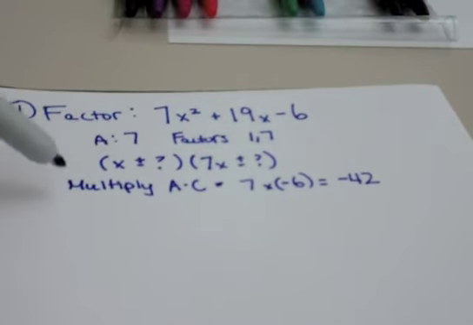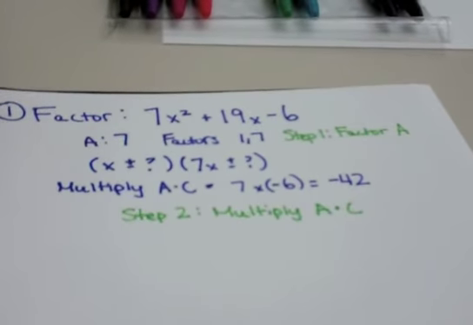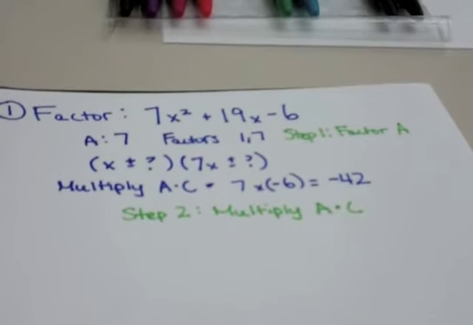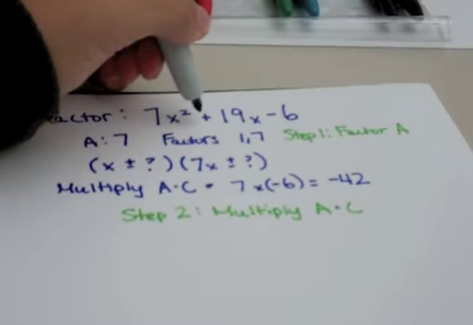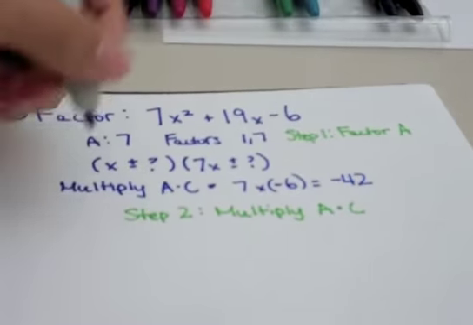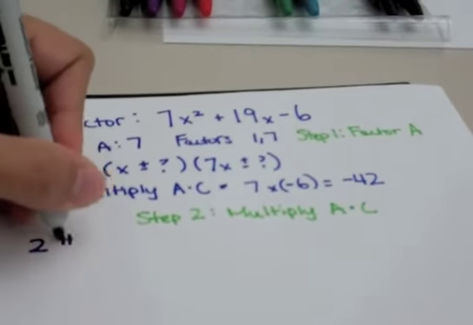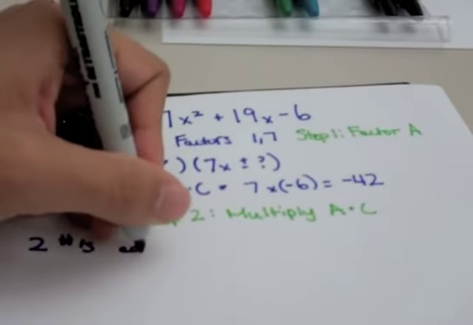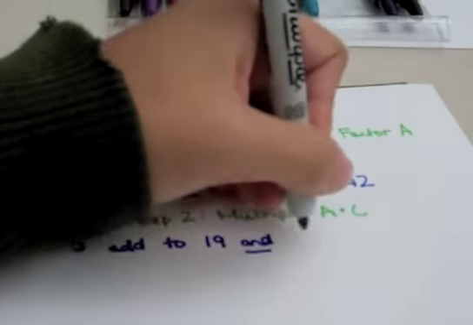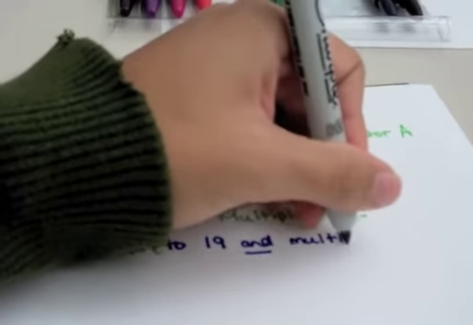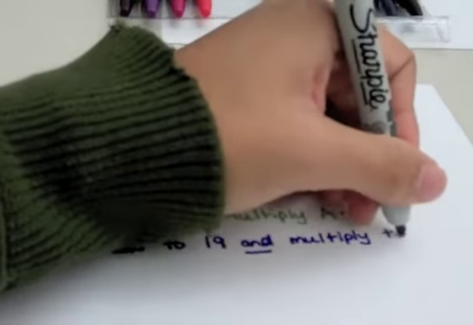Now that we've done these beginning steps, we can move on and solve the problem just like we're used to solving. What this tells us is that we are looking for two numbers, just like we were previously, that add to 19, which is our b value, and multiply to negative 42. So, I'll write that down. We're looking for two numbers that add to 19 and multiply to negative 42.